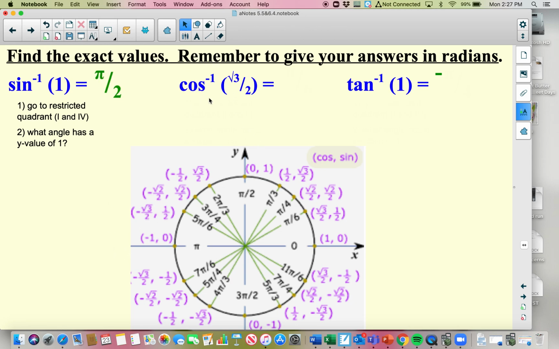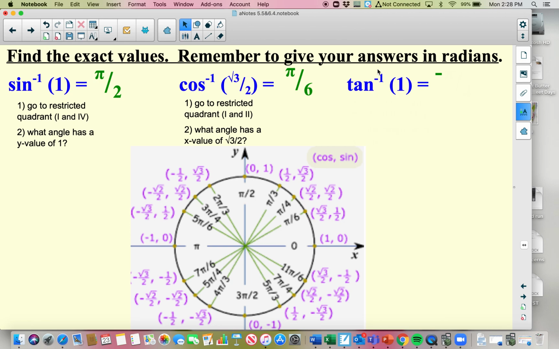Same thing here, inverse cosine of √3/2. Cosine is x. Inverse cosine is restricted to quadrants 1 and 2. So I'm going to go to the restricted quadrants. Cosine is positive in quadrant 1, but negative in quadrant 2, so I've eliminated quadrant 2 because this is positive. And what angle has a cosine x value of √3/2? Well, you can see that cosine is √3/2 at π/6.